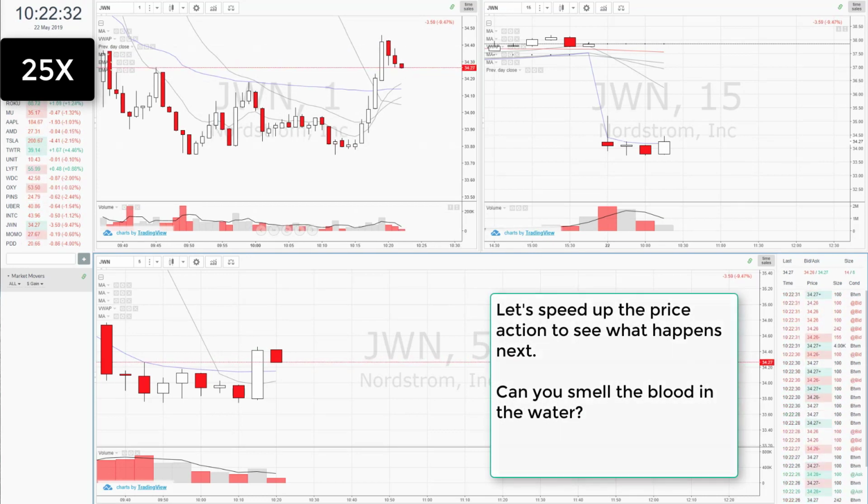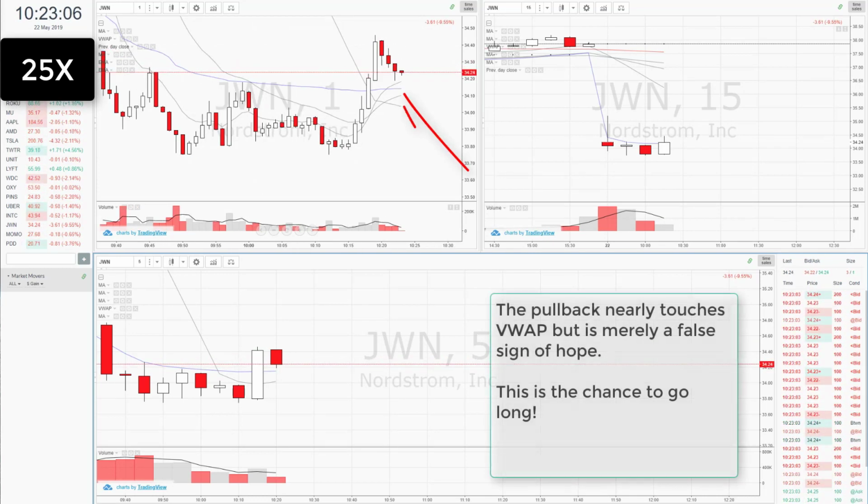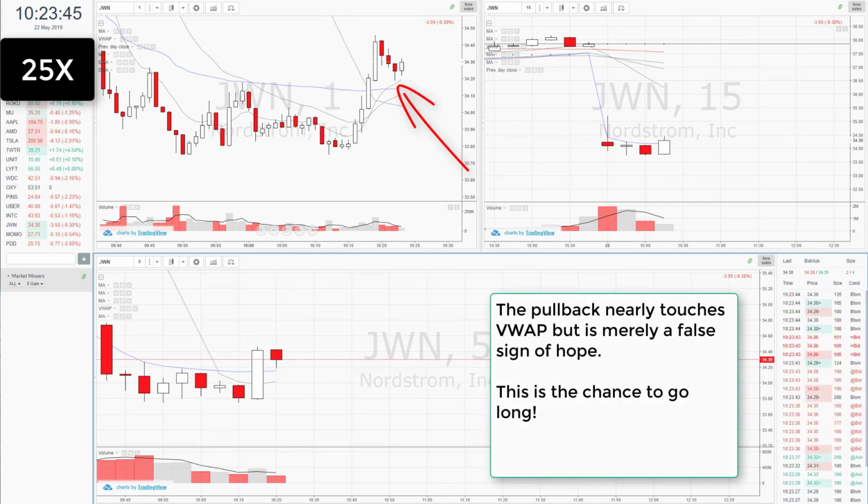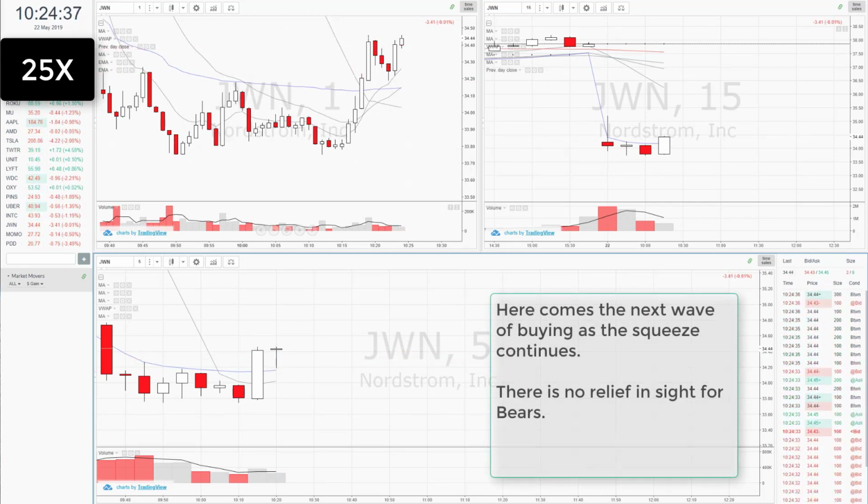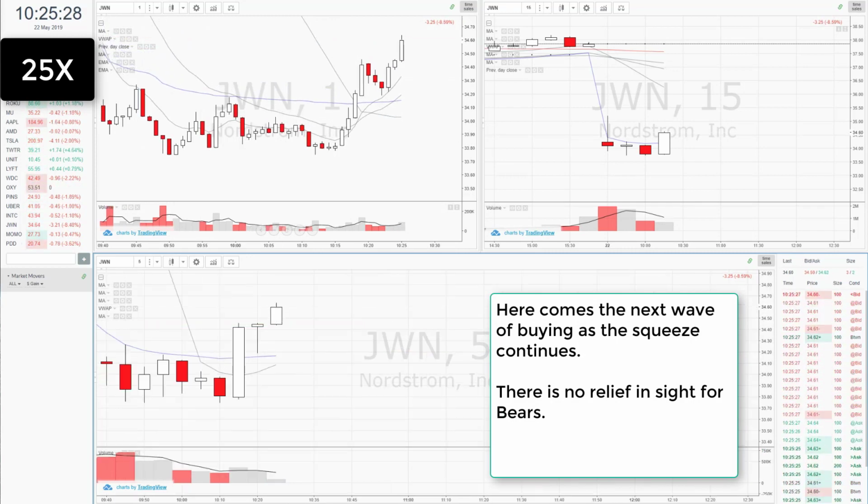Can you smell the blood in the water? The pullback nearly touches VWAP but is merely a false sign of hope. This is the chance to go long. Here comes the next wave of buying as the squeeze continues. There is no sign of relief.